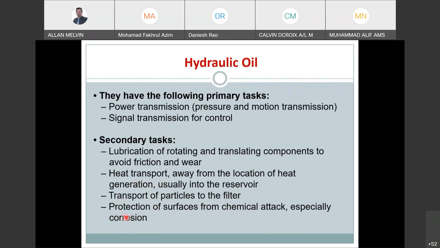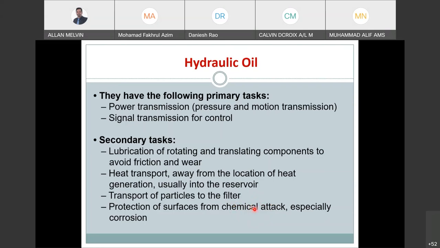The fourth secondary task is the protection of surfaces from chemical attack, especially corrosion. One of the ways to avoid corrosion is by lubrication. Chemical attack can be from any chemical, because hydraulic oil is practically still a chemical, and because of the chemical you can have a reaction. Kalau tiba-tiba it lalu something, katakan the part is copper. Copper maybe can react with hydraulic oil. Once it reacts, it can produce copper oxide or something, which can cause changes in the chemical reaction. So we call this a chemical attack.